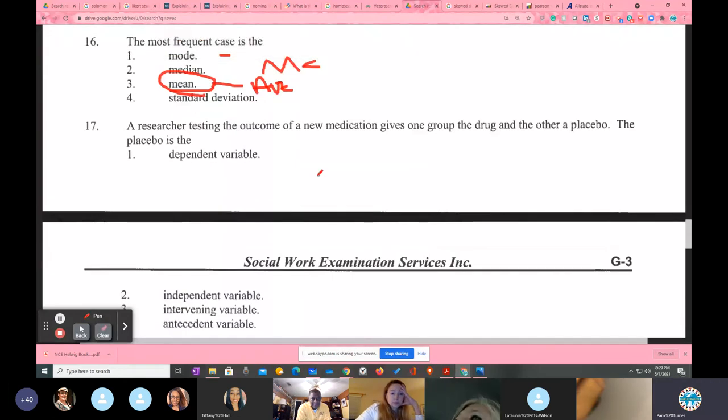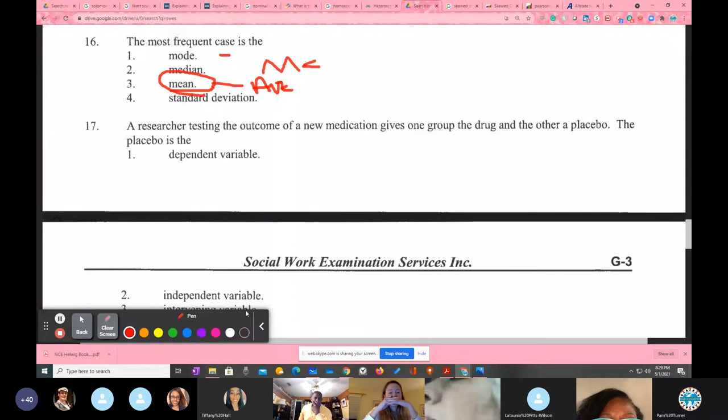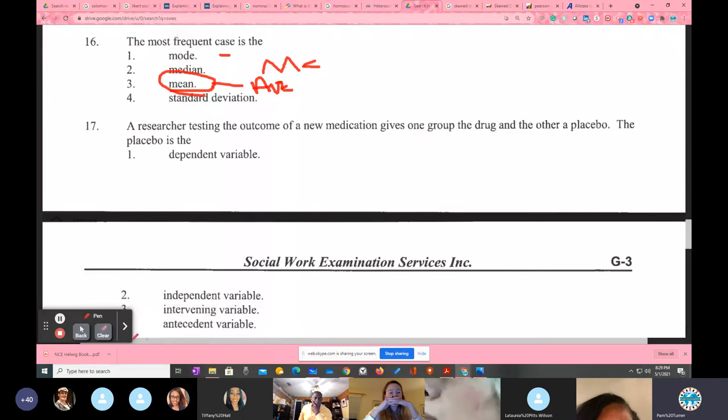17. A researcher testing the outcome of a new medication gives one group the drug and the other group the placebo. The placebo is what? I'm going to make it easier for you. It's either A or B, one or two. Okay. Is it the dependent variable or the independent variable?